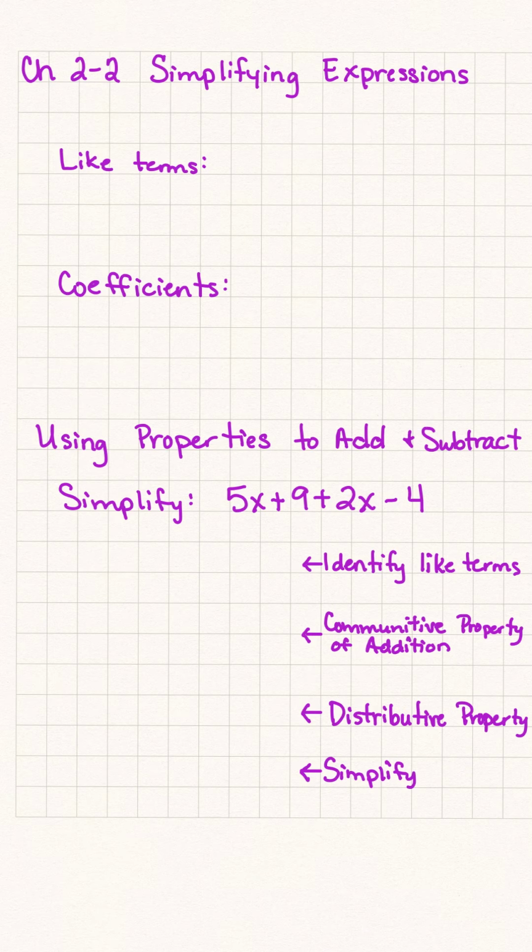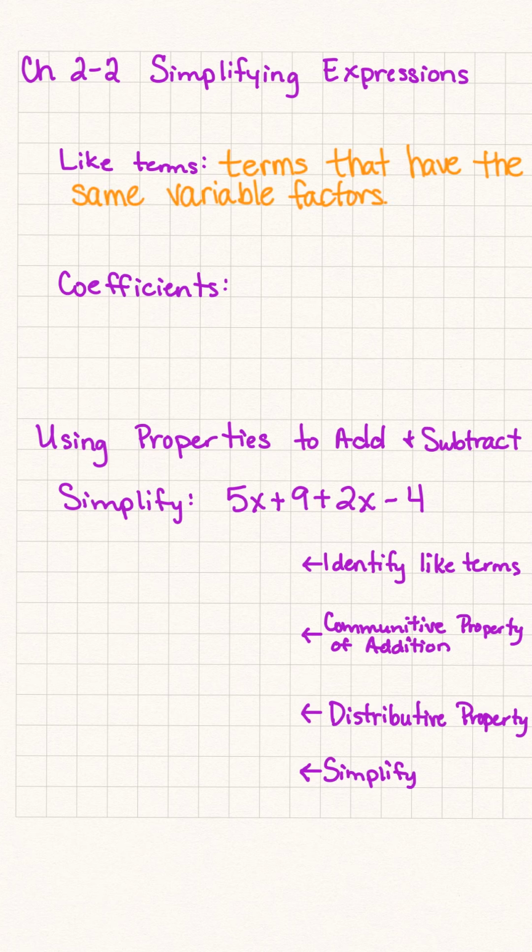Hello! Today we're working on Chapter 2, Lesson 2, Simplifying Expressions. The first thing we need to know is what like terms are. Like terms are terms that have the same variable factors. So for example, 12x and 3x are like terms.